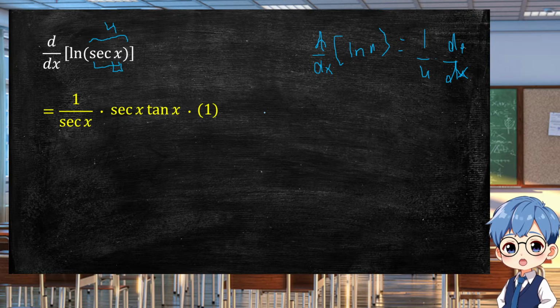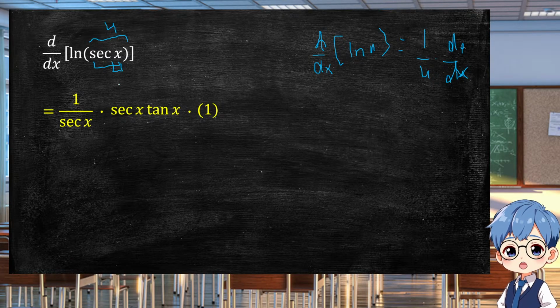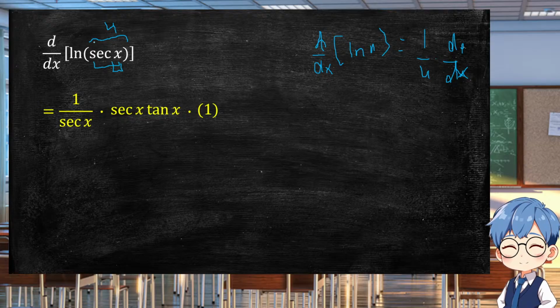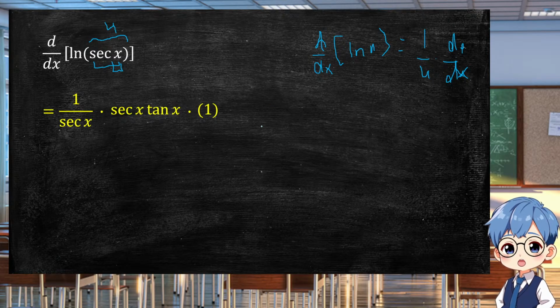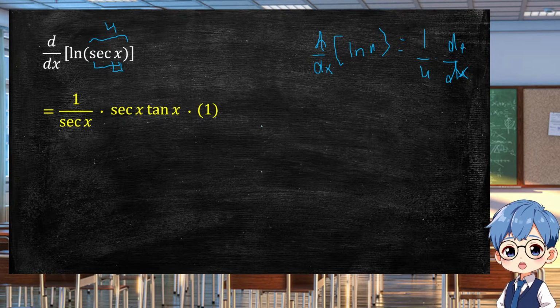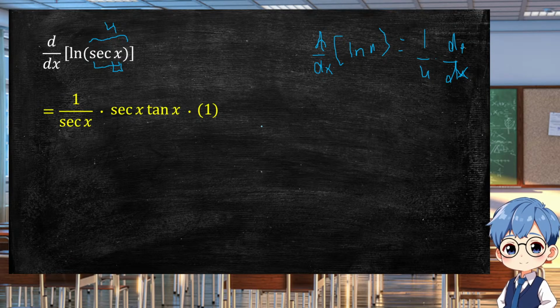It goes from the outermost, which is the natural log ln, followed by the derivative of secant x, and then lastly the derivative of the angle. So it's still almost similar to the derivative of trigo functions, right? Outer, inner, then last would be the angle. Observe that we can cancel out secant x here. So we have just tangent x times 1. So the final answer would be tan x.